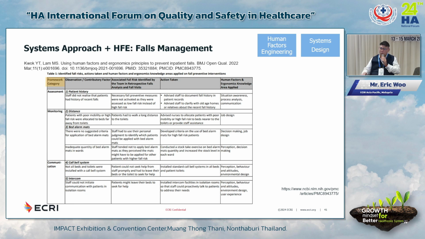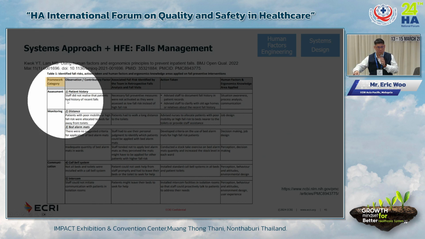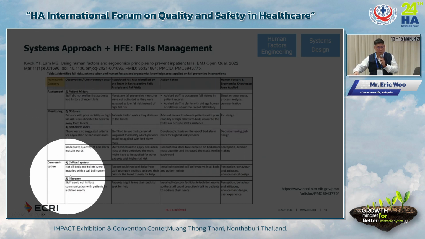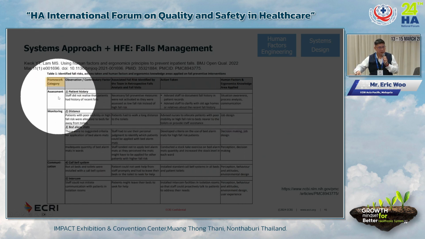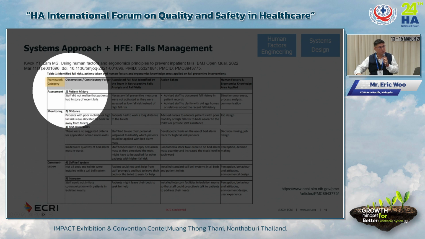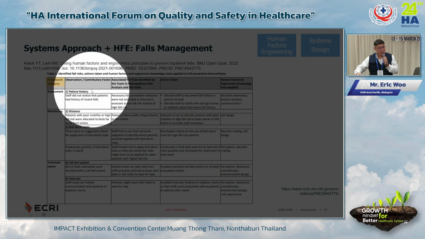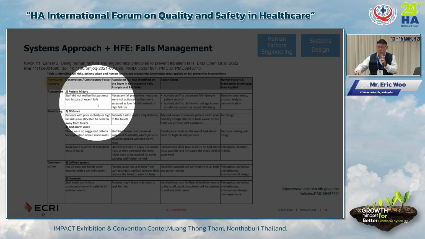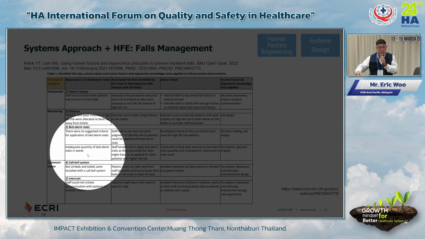People also have simple models. You look at this. This is not like a big model. It's like an Excel template. But they have framework categories ready: assessment, monitoring, communication. All this must come first. Then what is the work that they must do? Either from observation or contributory factor. What is the contributing factor? We need to find out. To find out the contributing factor, you need to do RCA. Then you can fill in the blanks.